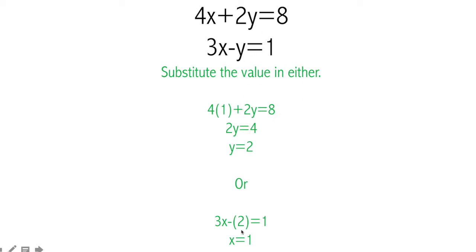So 3x minus 2 is equal to 1. We take 2 to the other side. We get x is equal to 1. And we see that it works.